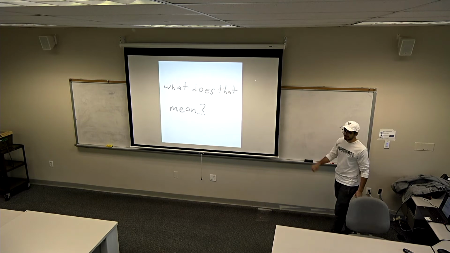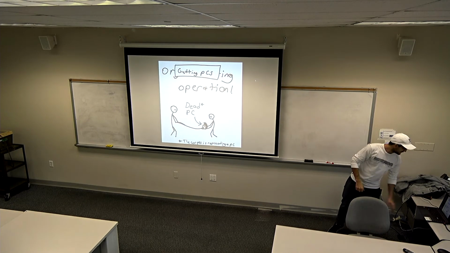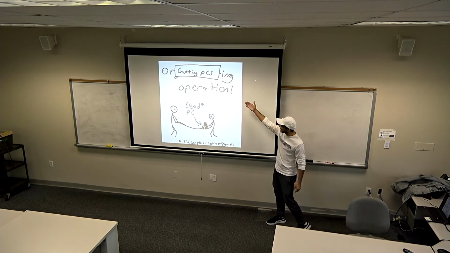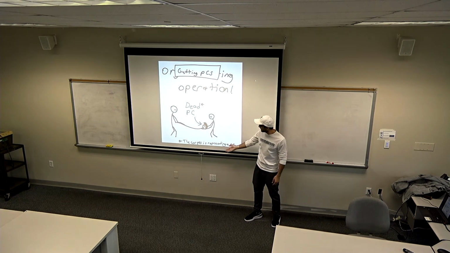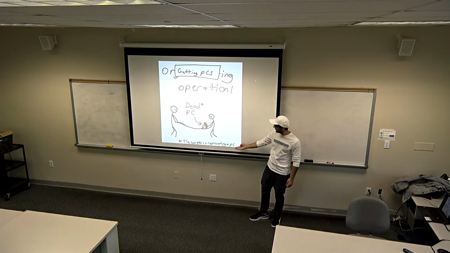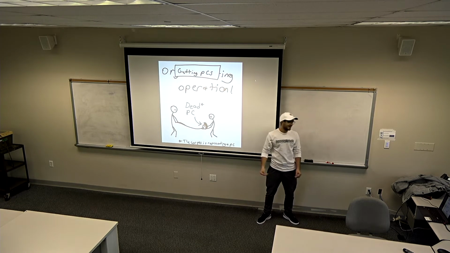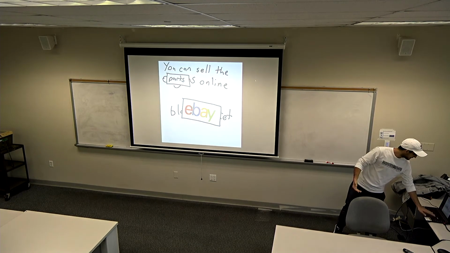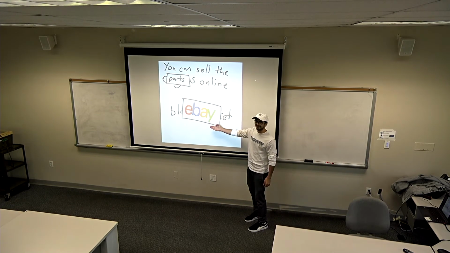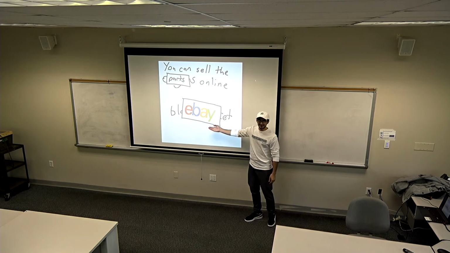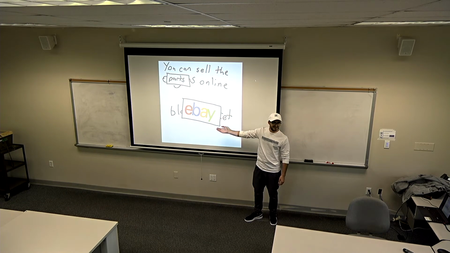So what does that mean? You can start a gutting PC operation. It's very easy. Look, see, there's my guy. He's representing the corpse. The corpse is representing a PC. And so what I'm trying to say is, you could sell these PC parts online on eBay, of course. Black market. Wait a minute. What's under that? There's nothing under there. All right.